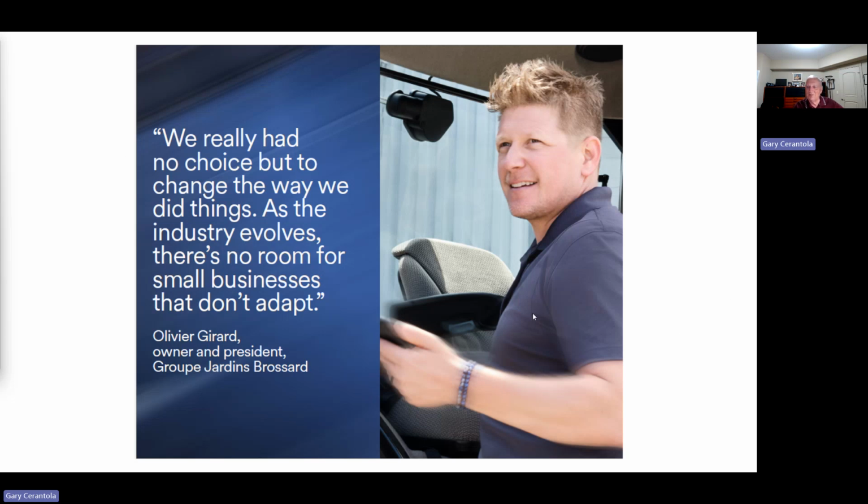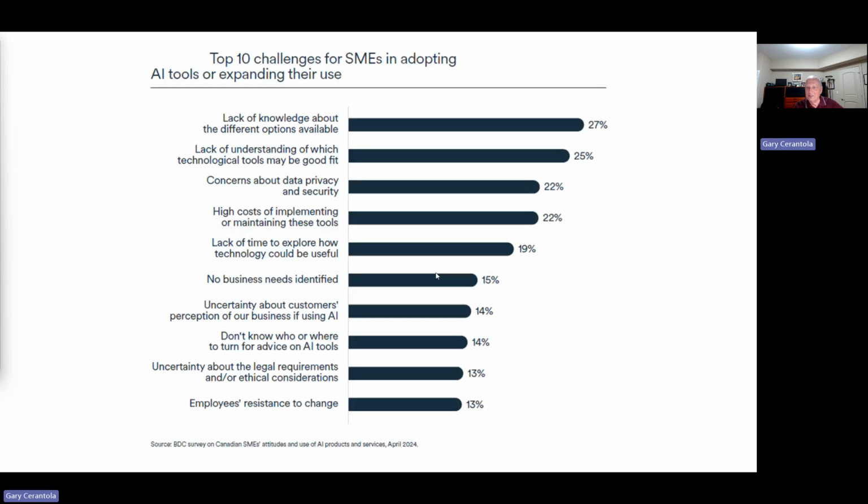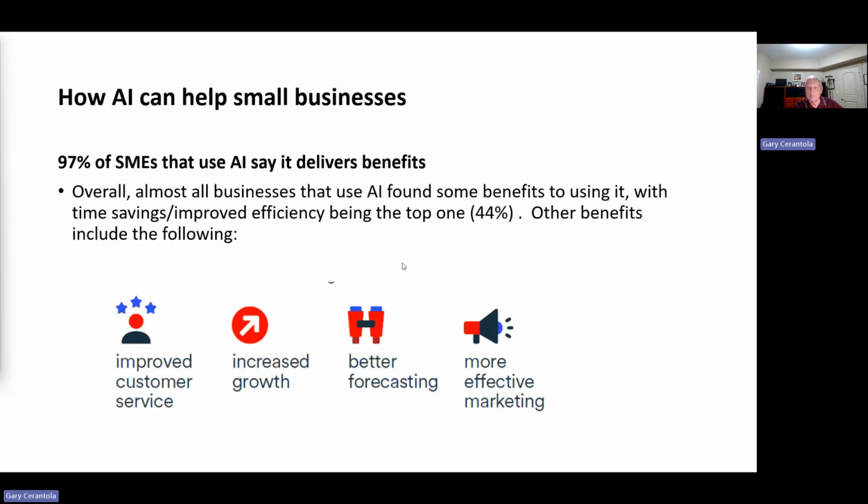But here's a testimonial from an owner of a group. We really had no choice but to change the way we did things. As the industry evolves, there's no room for small businesses that don't adapt. So get ready. Okay. All right.